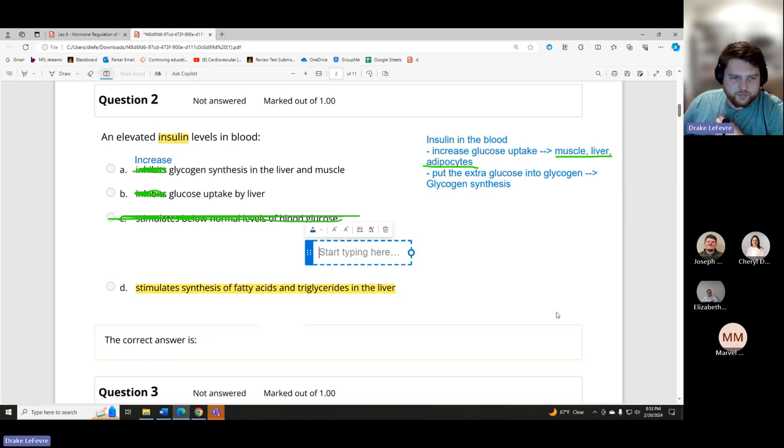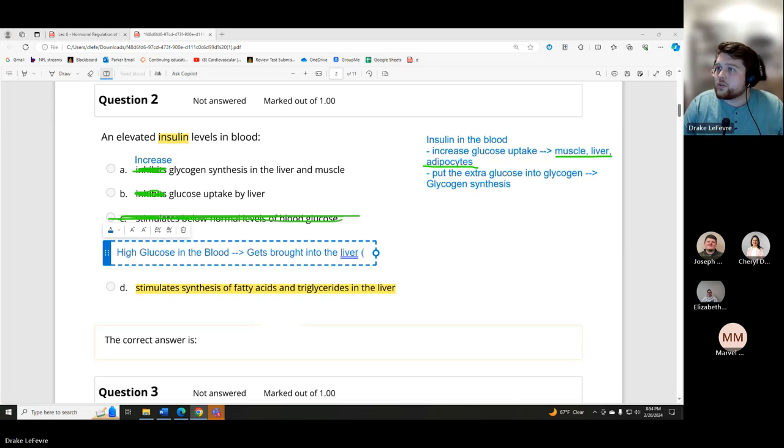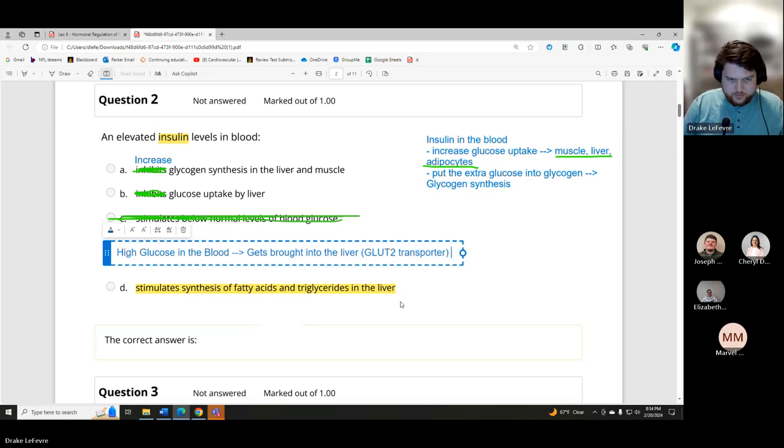The process of that is, we have high glucose in the blood. It gets taken up into the liver. Let me actually look up real quick what glucose transporter is in the liver? GLUT2. Okay. It gets brought into the liver by a GLUT2 transporter. As soon as it gets brought in, it gets phosphorylated. Do you remember the name of the enzyme that phosphorylates specifically in the liver? There's hexokinase everywhere else. Glucokinase. Yeah, glucokinase.